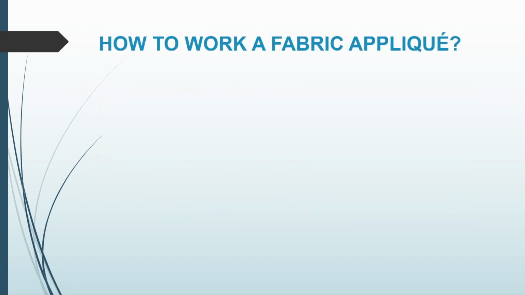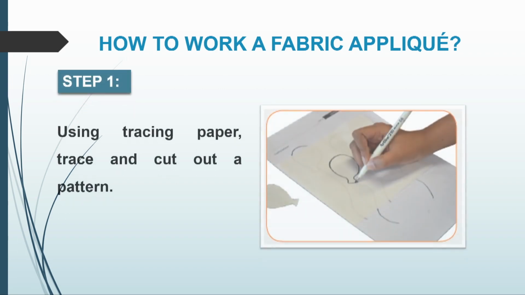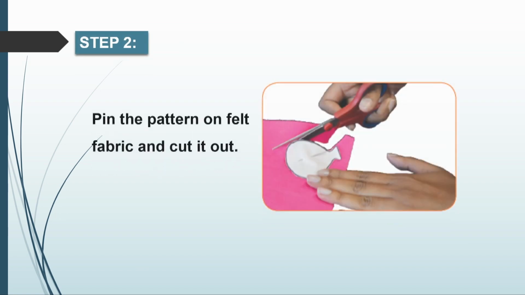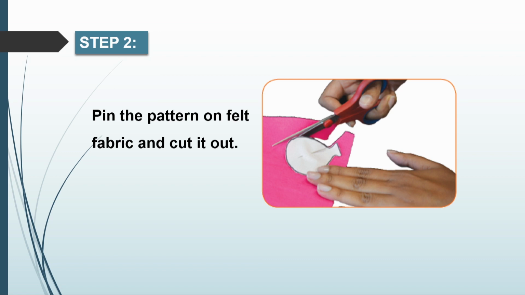Let us see how to work a fabric applique. Step 1. Using tracing paper, trace and cut out a pattern. You may trace out shapes from patterns provided to you in the appendix of the Grade 8 Technology Studies textbook. Step 2. Pin the pattern on felt fabric and cut it out. This would be the applique fabric.